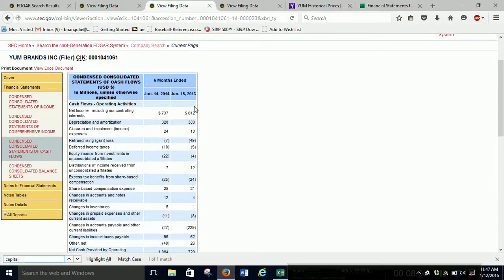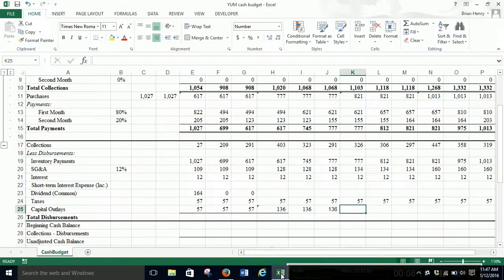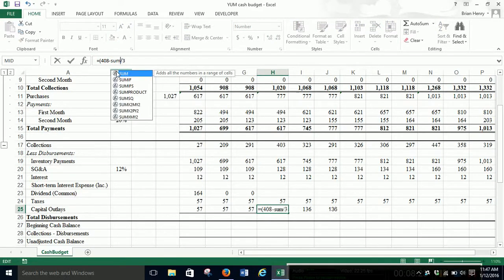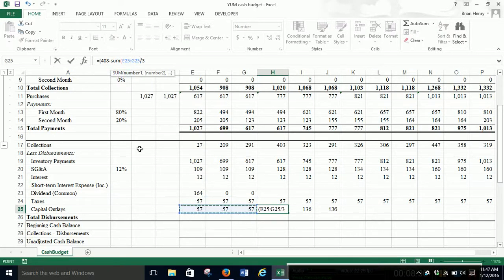Oh, this is 6 months ended, isn't it? Oh, okay, 6 months ended. I say those numbers look too big. So let's go back to capital outlays. It's actually 408 for the year through 6 months, so we actually have to subtract the first 3 months off. Okay, so we got to subtract what we put in the first 3 months and then divide by 3. There we go, that looks better.